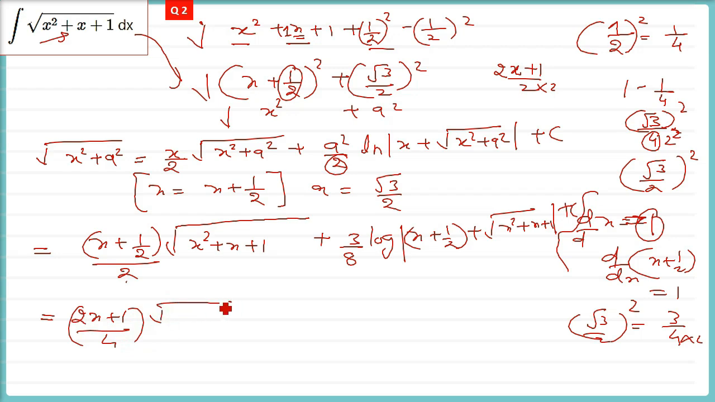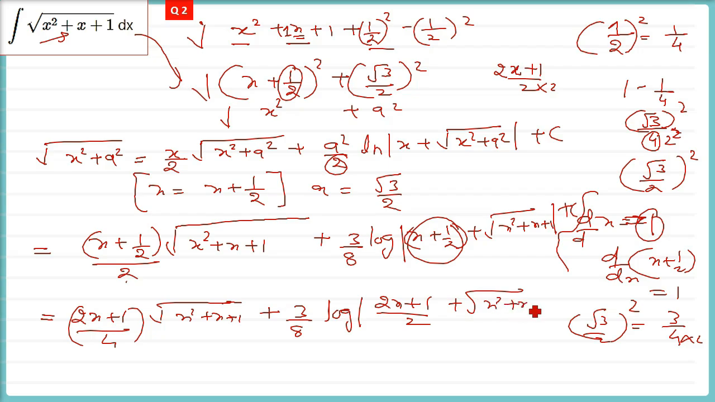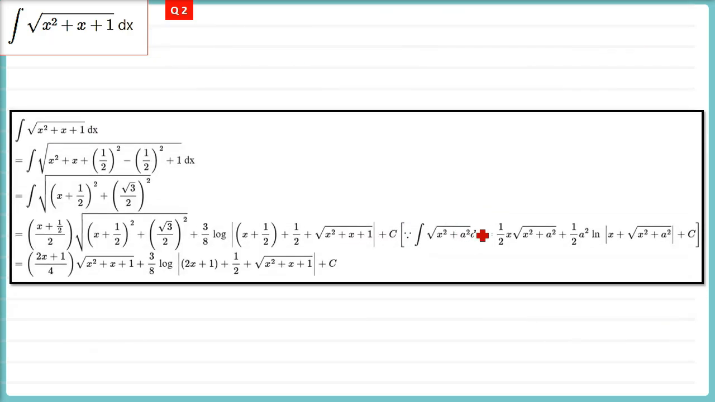Inside this you have under root x square plus x plus 1, plus 3 by 8. Then you have a log. Modulus of x plus half is 2x plus 1 by 2. So it will be 2x plus 1 divided by 2. And the other term will be the question only, which is under root x square plus x plus 1. End it with a constant of integration, and that's your final result. Now this is how you are going to perform or write whenever you are writing, and do keep in mind all the other things which I told you.